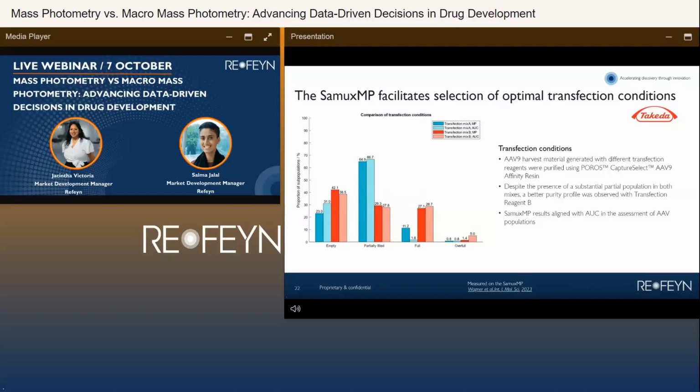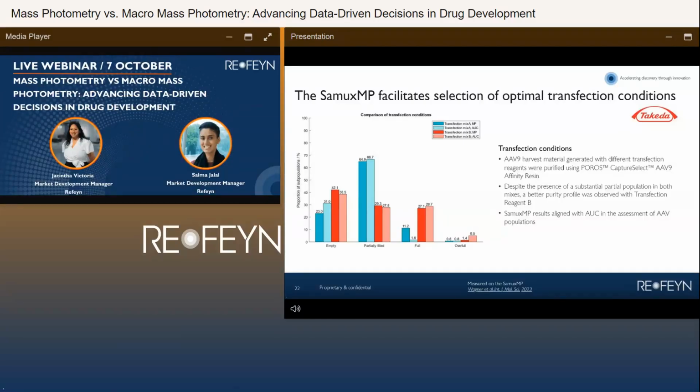So they purified it using that capture resin, and then it was measured on MP, which is the darker shade of both colors on the graph on the left, and AUC, which is the lighter shade of both colors. And for this experiment, they tested 2 different transfection mixes. So transfection mix A is the green, and transfection mix B data is the red. So as you can see, you have 4 different populations identified again, using both the methods for 2 different transfection mixes. So one thing to highlight is that your partially filled population, you have a significant amount of those for both of those transfection mixes, transfection mix A and B.